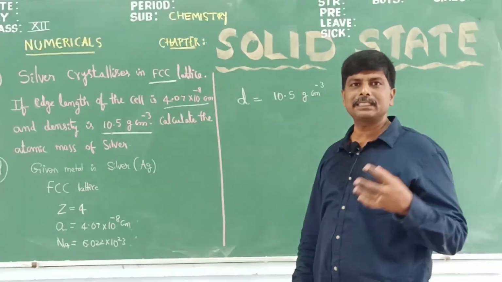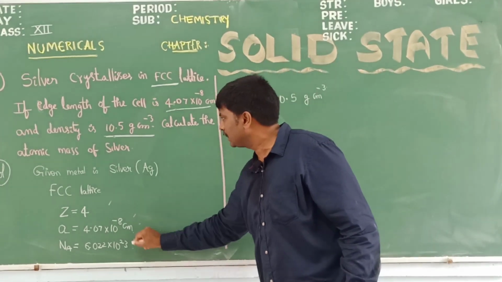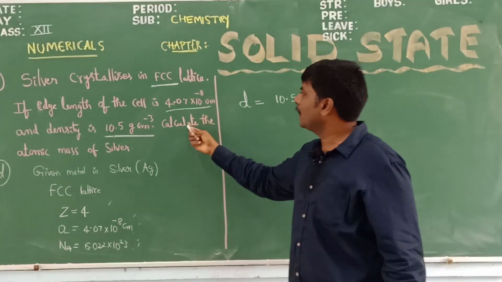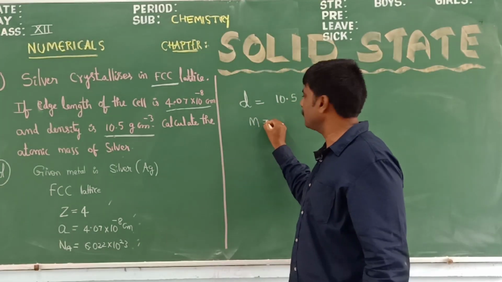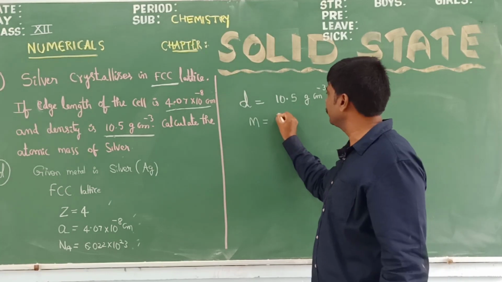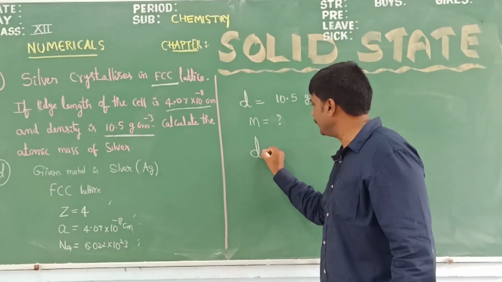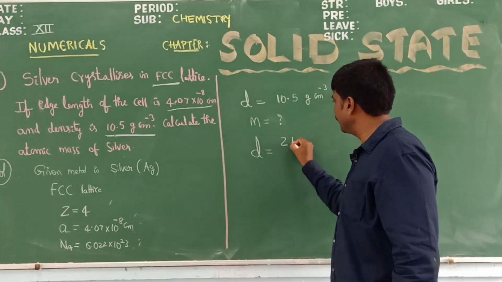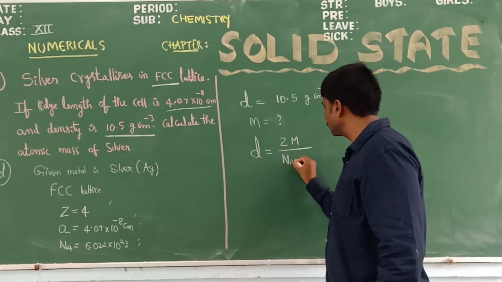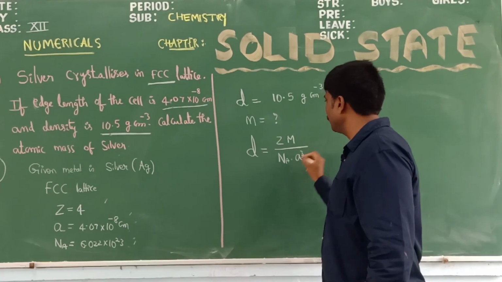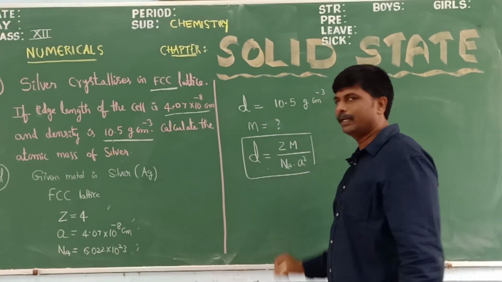So in this numerical, there are 5 quantities, out of which 4 are known, and what you have to calculate is the atomic mass of silver. That is, you calculate the molar mass of silver, M is equal to question mark. What is the formula? d is equal to Z into M by Na, that is Avogadro's constant, into a cube. You have that formula in solid state. It is the unique formula.